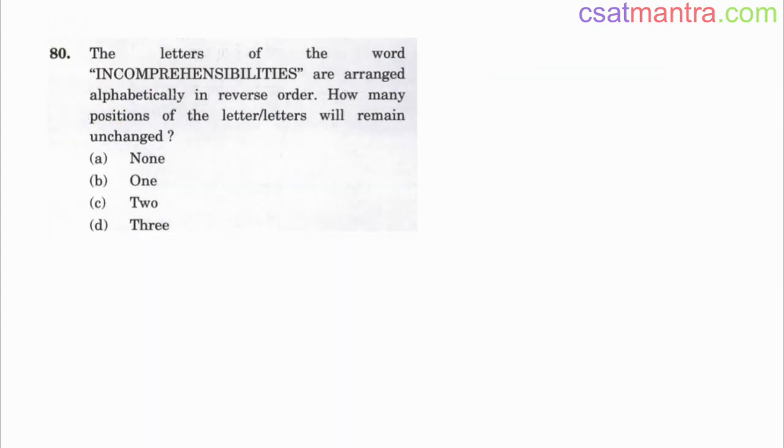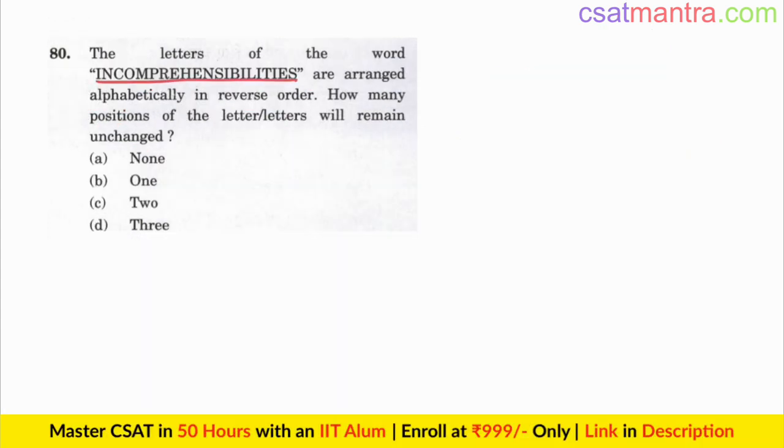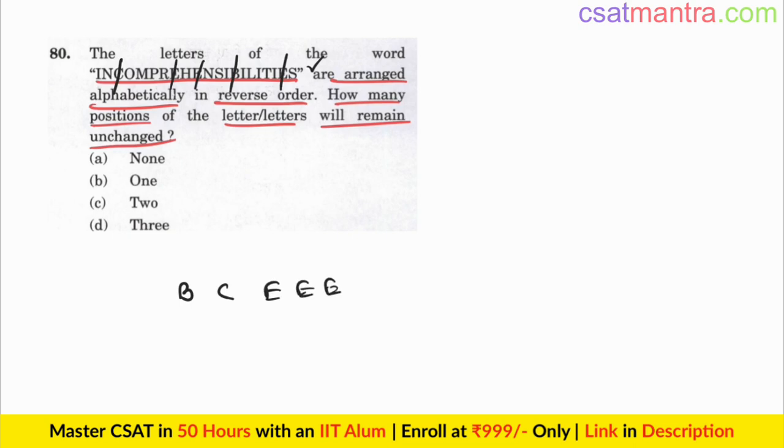The letters of the word incomprehensibilities are arranged alphabetically in reverse order. How many positions of the letter or letters will remain unchanged? Do we have A in this? No. Do we have B? Yes. B I am writing first. Do we have C? Yes. D we don't have. E we have, 3 E's. So I am writing E 3 times.